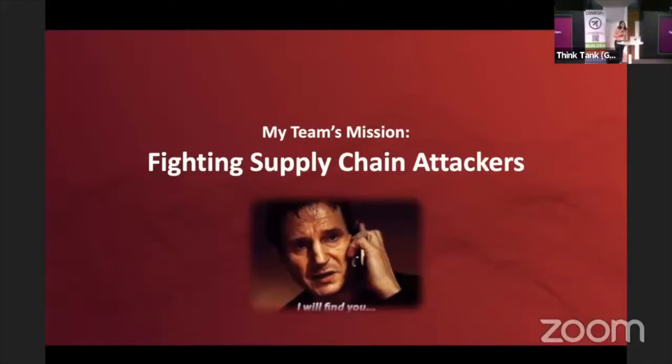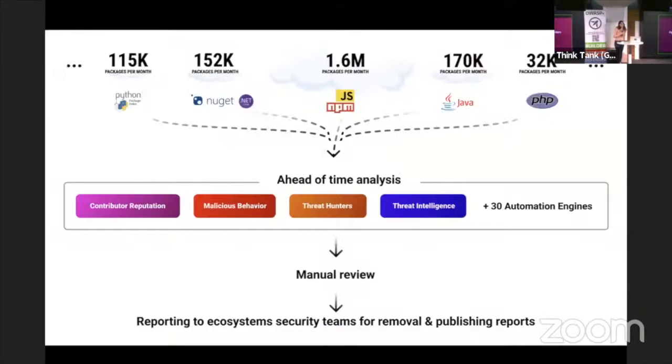My team's mission is actually fighting against software supply chain attackers, and this is how we do it. We collect a lot of data from the different ecosystems: NPM, PyPI, NuGet, and basically all of them. After that, we have lots of automatic engines that run on each new package, each new release, and try to detect something malicious. We're not looking for vulnerabilities, we're looking for malicious stuff. After that, we have a team of analysts which goes through all of the results, looking for something malicious. If they find something, they report it to the ecosystems, and then we publish some cool reports, which I will show you some of in a bit.